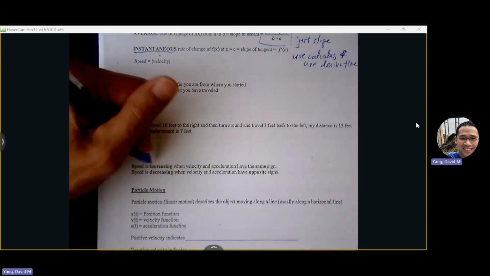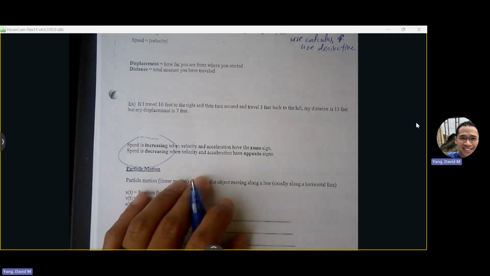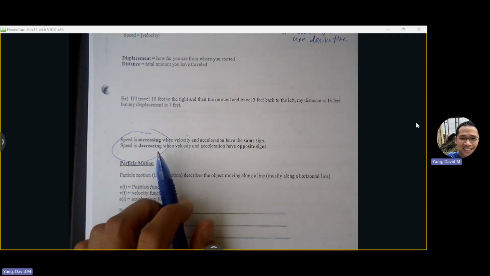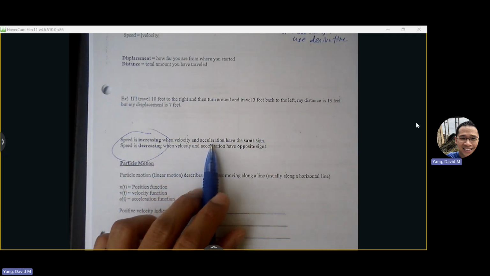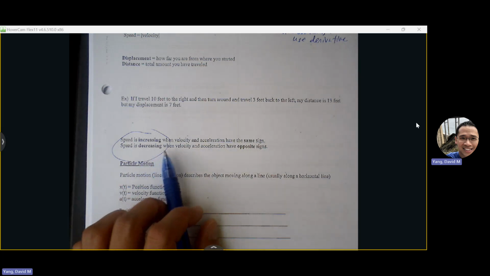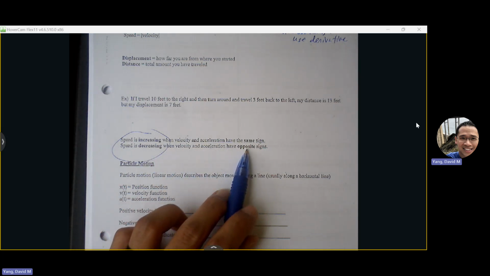Okay, we're going to review this a lot here. This is going to come back in quite a bit. The idea is that speed is increasing when velocity and acceleration have the same signs, but speed is decreasing when velocity and acceleration have opposite signs.